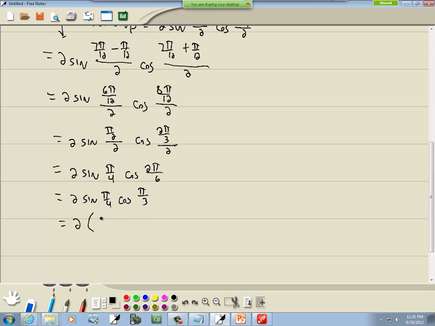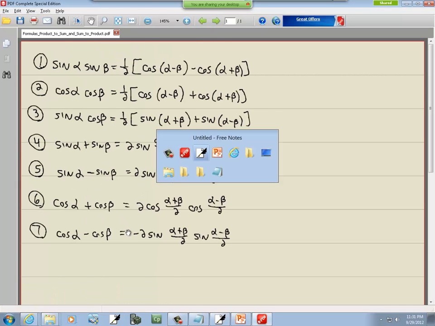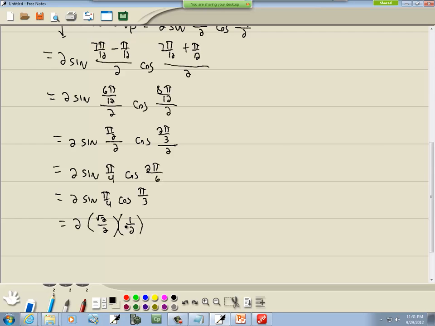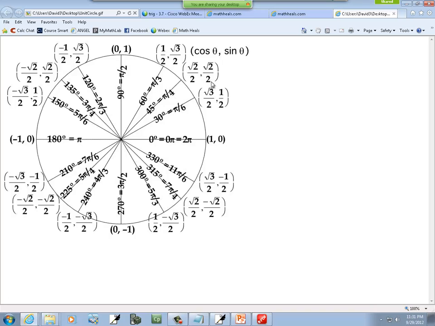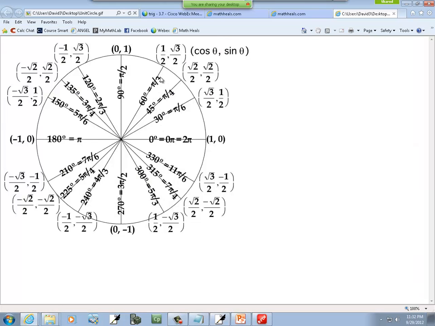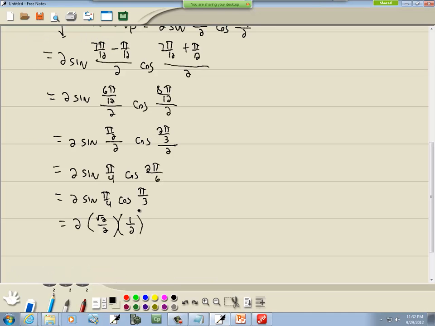Well, at pi over 4, sine is equal to square root of 2 over 2. Cosine of pi over 3 is equal to 1/2. And again, just look at those up in the unit circle. Sine of pi over 4, here's pi over 4, sine is our y, so square root of 2 over 2. Cosine of pi over 3, here's pi over 3, cosine is our x, which is 1/2. Okay, well that 2 cancels with one of these 2's, so then we're left with square root of 2 over 2 as our answer.